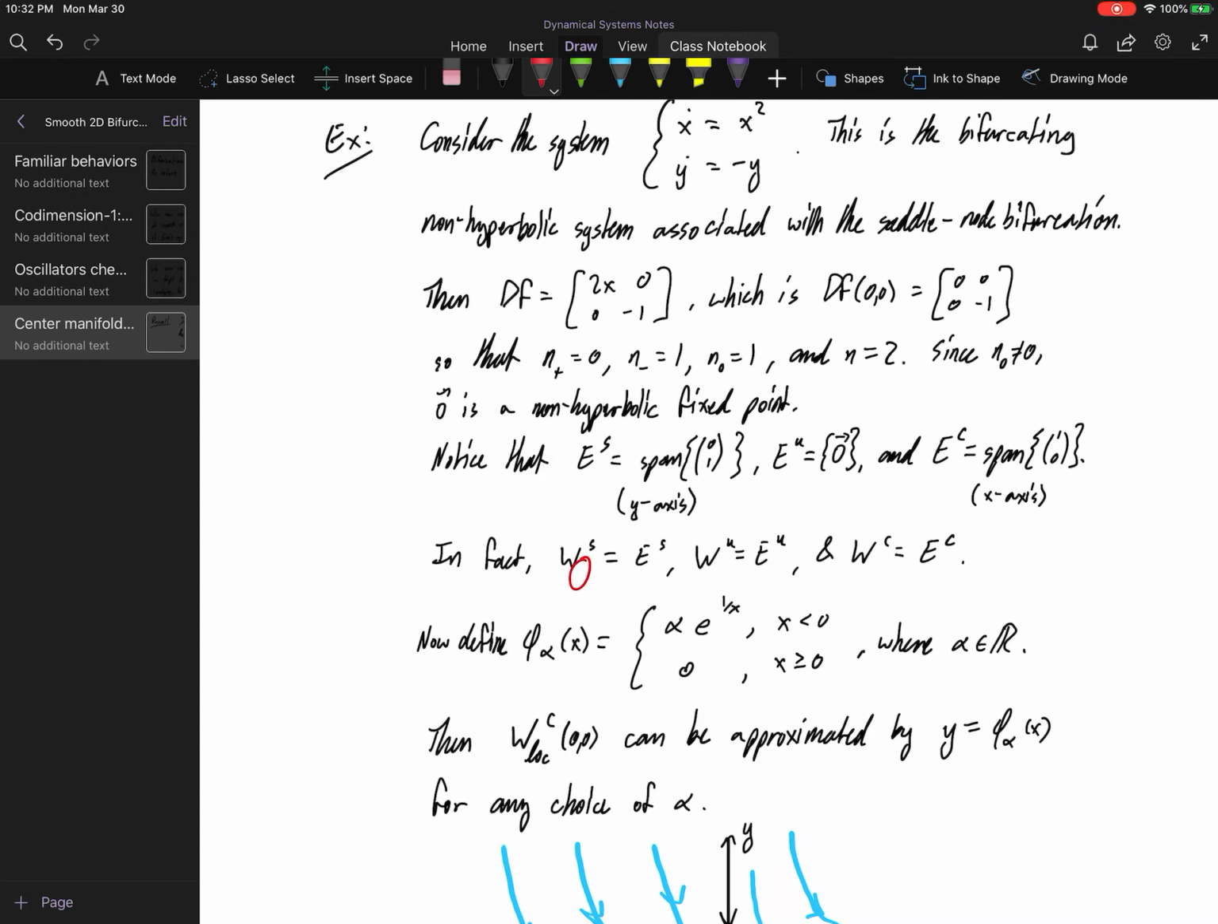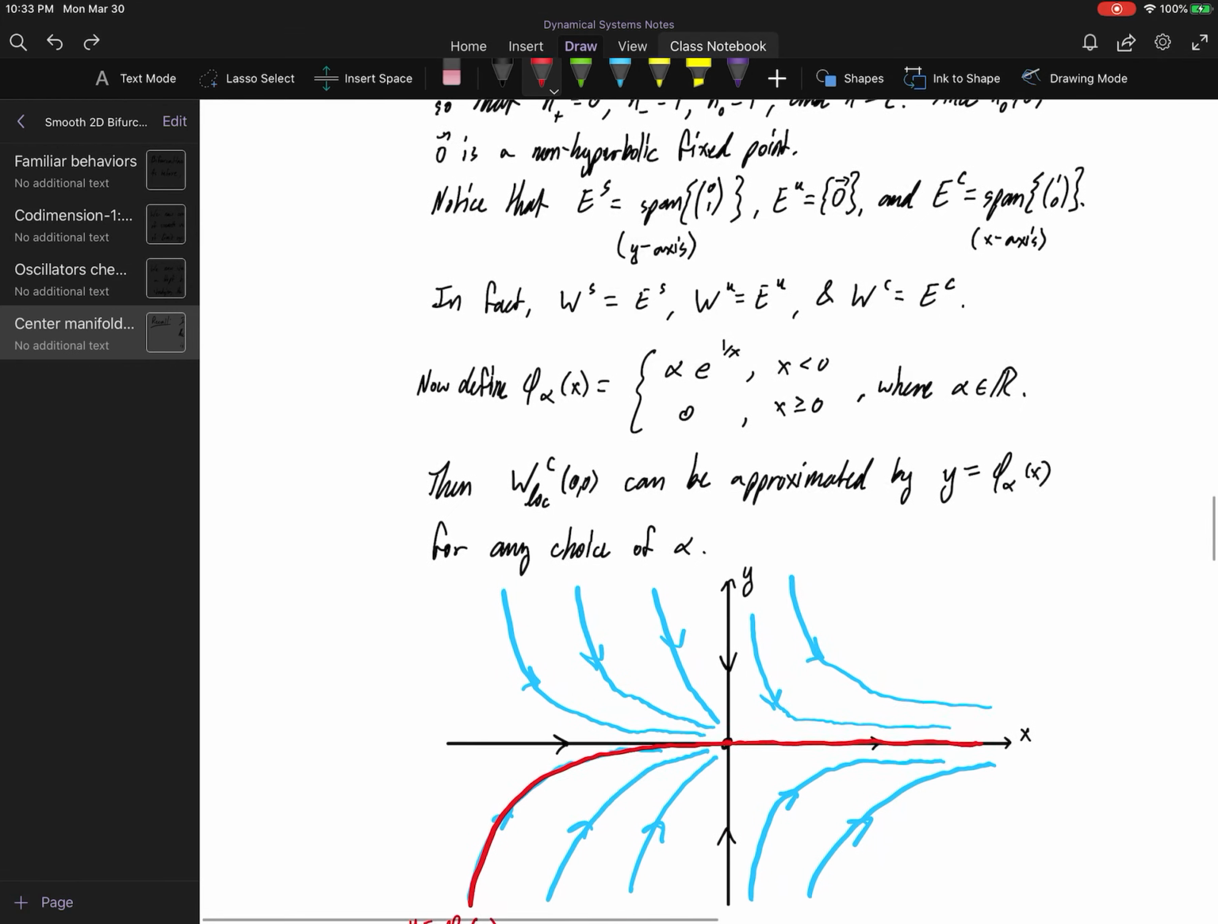So notice that I've dropped the loc here, and that's something you see in text references all the time. It's very cumbersome to write loc every single time, so we usually just drop that notation. But the local stable manifold and the local center manifold, in fact, all of these manifolds for the nonlinear system are actually in line. They are the same as their linearized counterparts. So these are linear subspaces of R2.